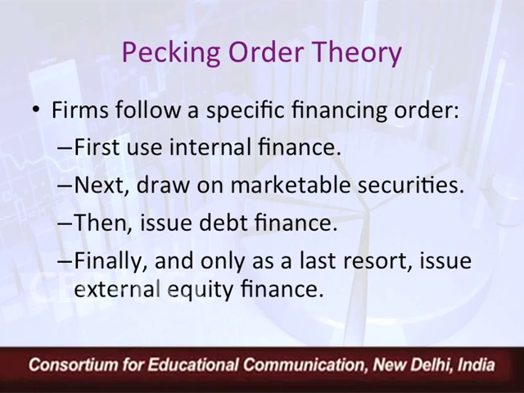There's a pecking order theory which is practically used by the corporate sector everywhere. Various researchers have found that firms follow a specific financing order. First of all, they would always use their internal sources of finance. Second, if they need further capital, they would draw on marketable securities. Then they would issue borrowed capital if more money is required. Finally, and only as the last resort, external equity issues come up.